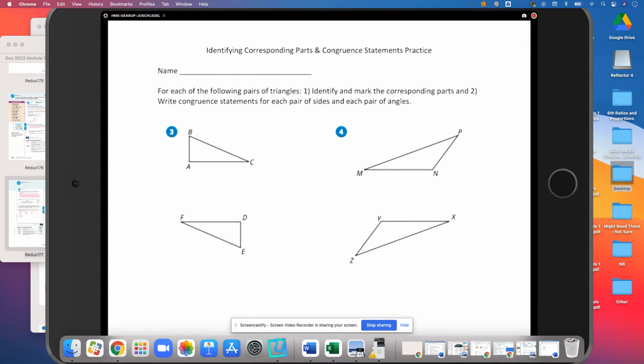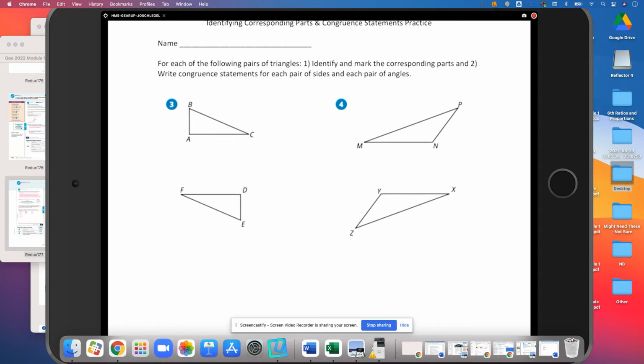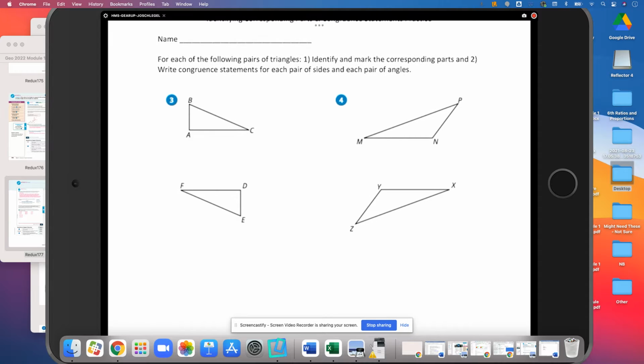So here for identifying corresponding parts and congruence statement practice, we've got some triangles here, and for each pair of triangles, we are asked to mark the corresponding parts and write congruence statements for each pair of sides and each pair of angles. And so you can use patty paper if it's difficult for you to see which parts are corresponding.